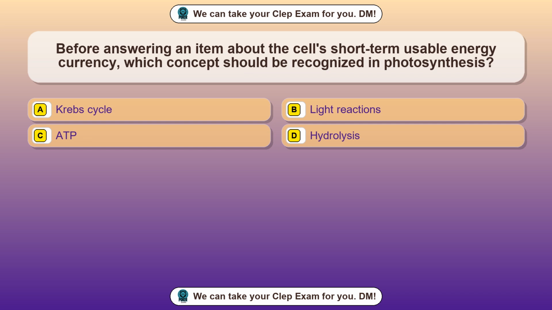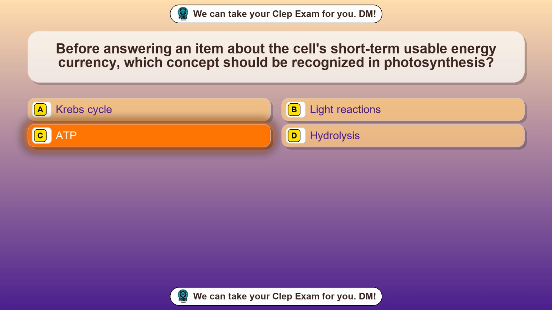Question 16. Before answering an item about the cell's short-term usable energy currency, which concept should be recognized in photosynthesis? Option A. Krebs cycle. Option B. Light reactions. Option C. ATP. Option D. Hydrolysis. The correct answer is option C.